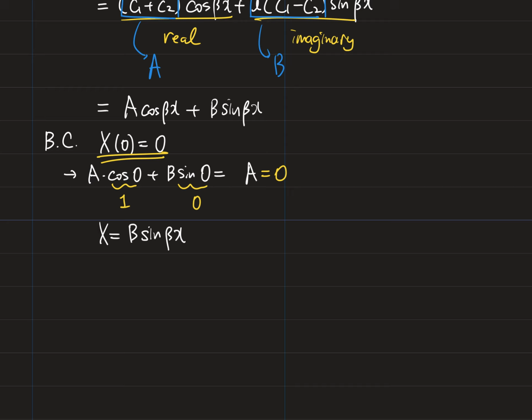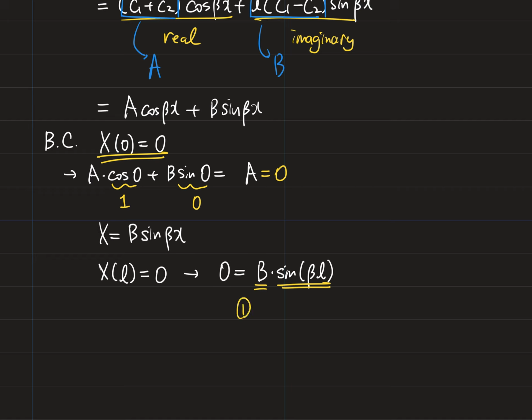So let's apply the second boundary condition. X equal L. I mean small x equal to L. The capital X should be 0. So that will give you 0 equal B multiplied by sine beta L. So now we have two different possibilities. To make the multiplication of these two functions equal 0, we have two possibilities.